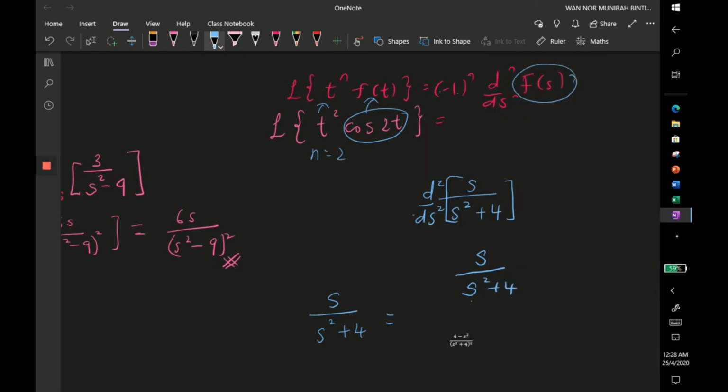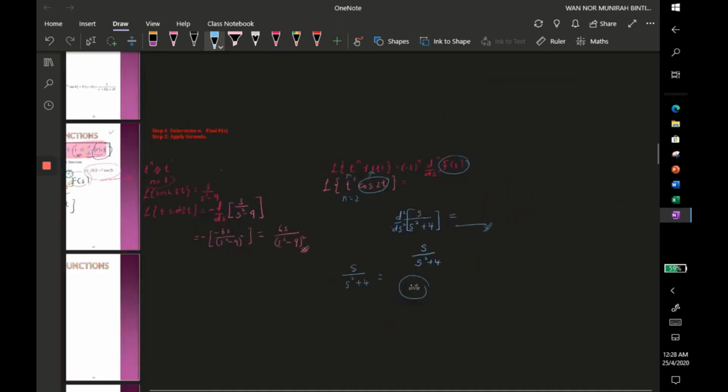So you just differentiate once again the solution just now. Okay, so that is our last solution here. Okay, cool. So I want to proceed to the next example.